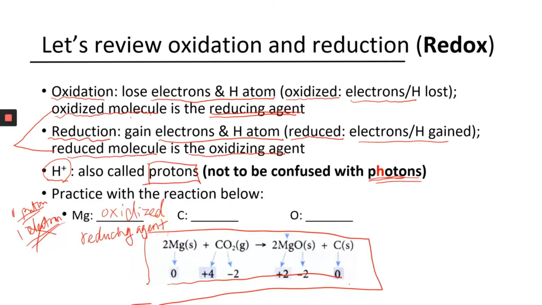All right, now how about carbon? You can tell from +4 to 0 that carbon gains electrons, right? 4 electrons. So carbon is reduced because it gains 4 electrons. Now, on the other hand, carbon oxidizes magnesium. So carbon is the oxidizing agent in this chemical reaction.